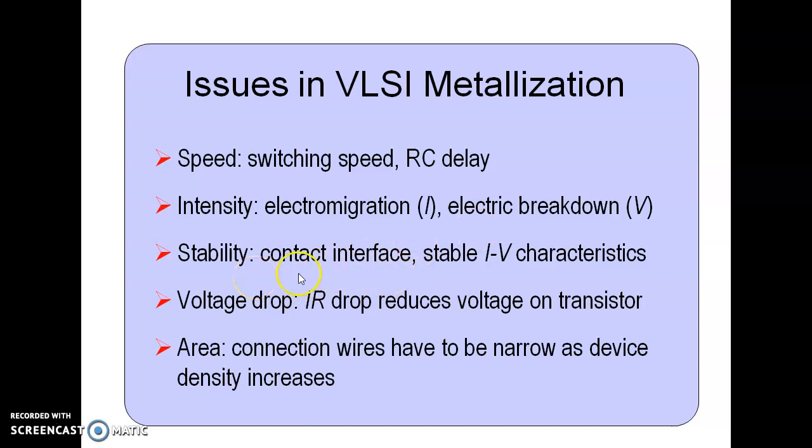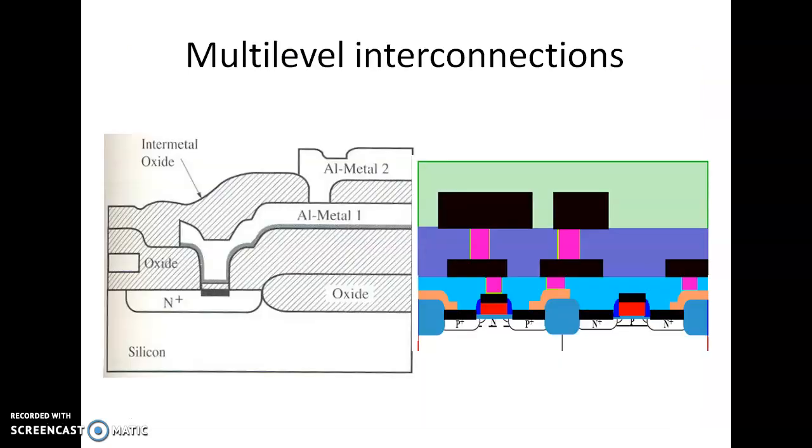Stability: the contact interface should have stable IV characteristics. Voltage drop: IR drop reduces the voltage on the transistor. Area: connection wires have to be narrow as device density increases. So all these are the issues in the metallization.